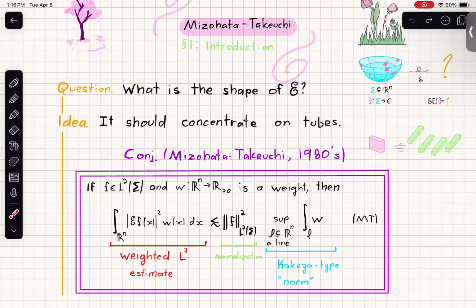I don't know if any of them are here. Well, it would take me too long to scroll through the participants list. But that was a while ago, I think the 90s, and this is what made the conjecture in its current form.